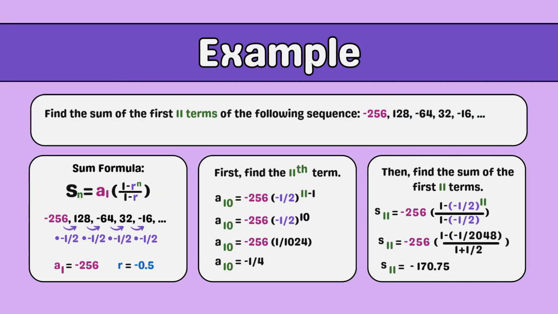Let's work on this example. Find the sum of the first 11 terms of the following sequence: -256, 128, -64, 32, -16 and so on. By looking at the sequence, it can be identified as a geometric sequence with ratio -1/2. Plugging into the series formula from the previous slide, you can conclude the sum s of the first 11 terms is 170.75.